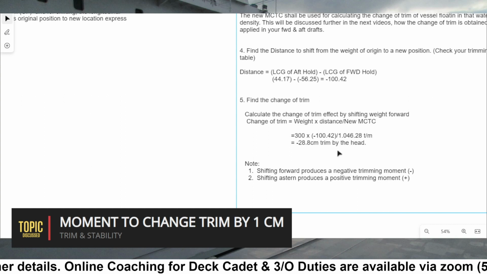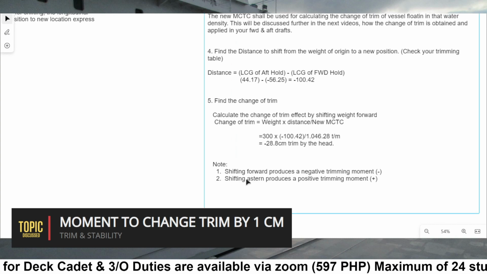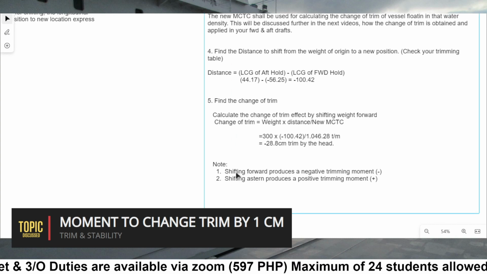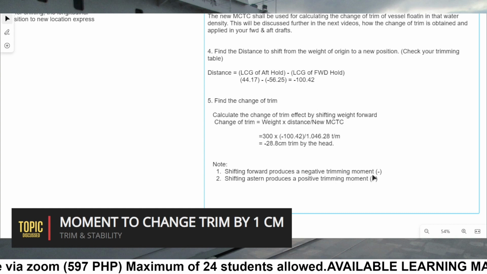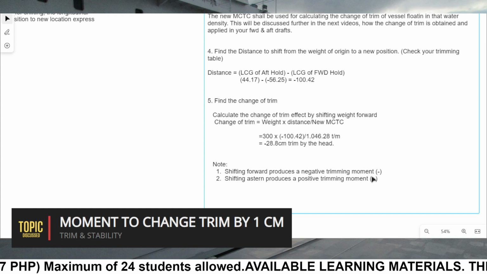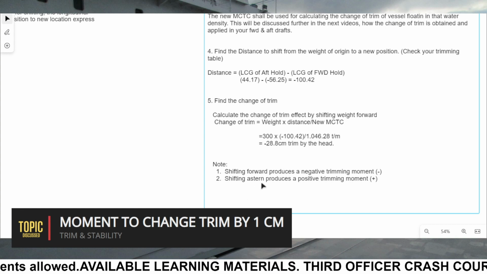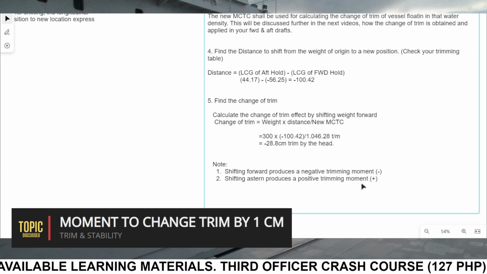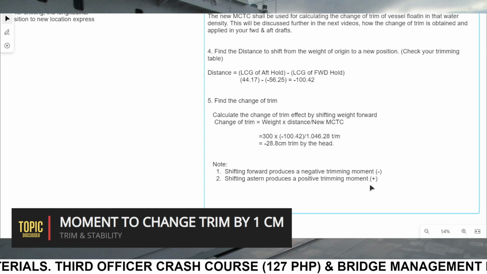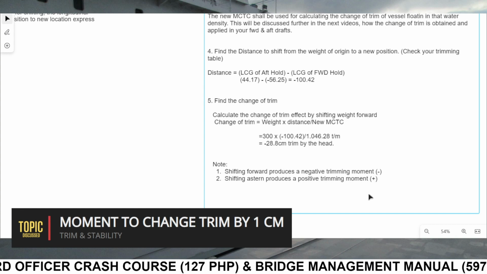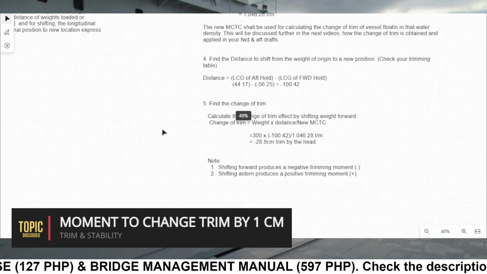Why is it trim by the head? Negative 28.8, trim by the head. I put here, number 1, if we shift forward, it produces a negative trimming moment. We started from number 6 cargo hold, then we shifted to number 2 cargo hold. But if we shift astern, it produces a positive trimming moment. If we shifted from number 2 cargo hold to number 6 cargo hold, the answer would be a positive trimming moment. The answer would be positive 28.8. So again, this is just a quick example.